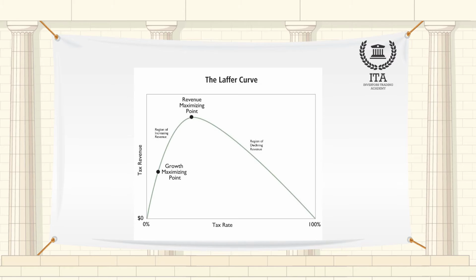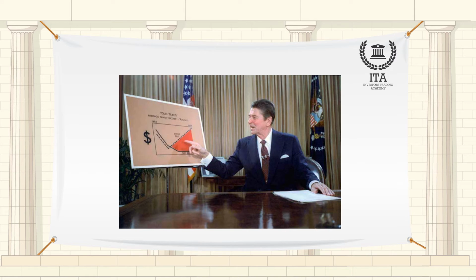The curve became an icon of supply-side economics. Some economists said that it proved that most governments could raise more revenue by cutting tax rates, an argument that was often cited in the 1980s by the tax-cutting governments of Ronald Reagan and Margaret Thatcher.